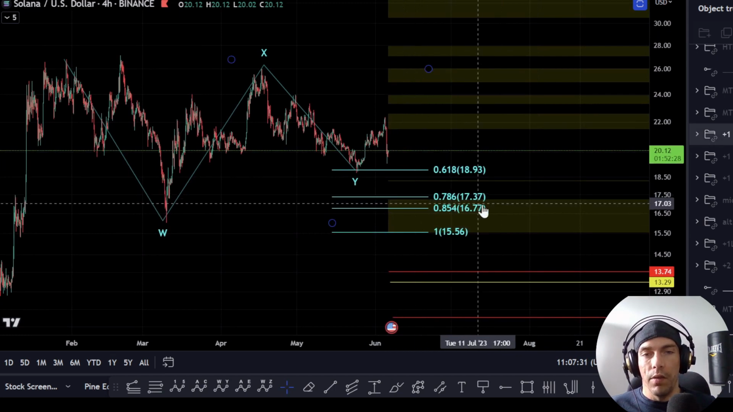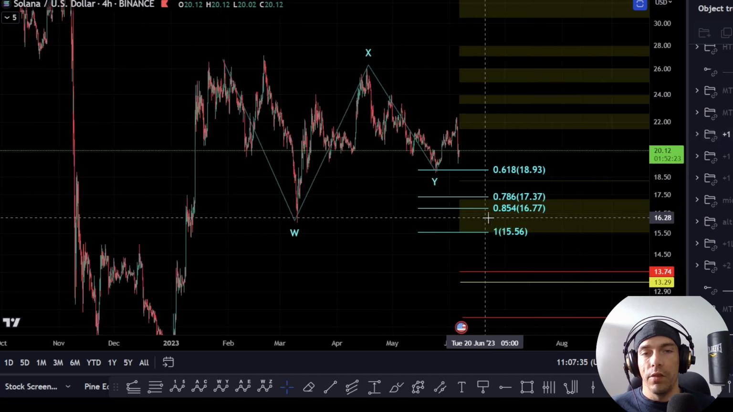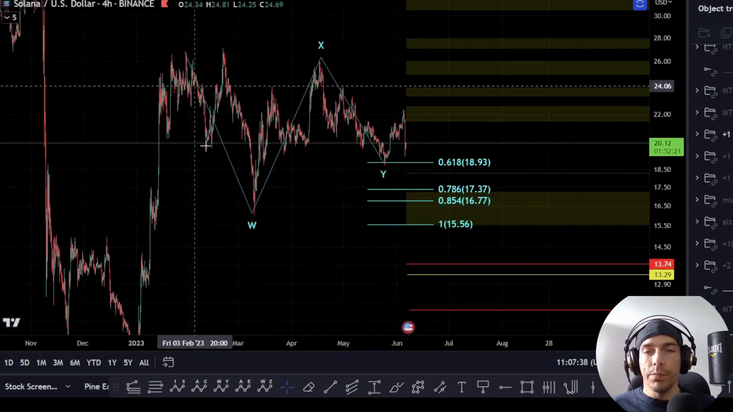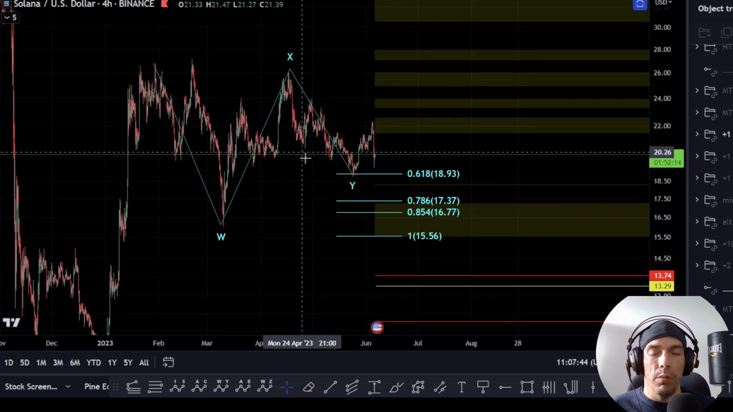as well as that we do have this 786 at this 1737, and this 854 at this 1677 region. Now, if we do look to break back down here and retest some of these levels, potentially we could look to swing fail this W wave, so I would be keeping an eye on it.